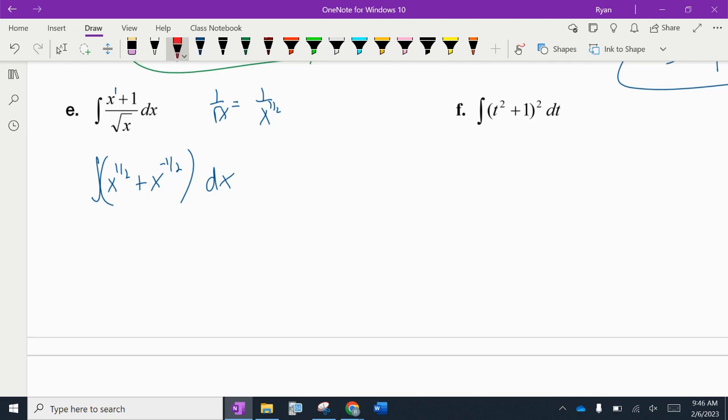Now, I'm going to pause again, integrate piece by piece. Find the integral of the first, find the integral of the second. All right, first part. X to the 1/2 gets integrated. I'm going to use another nice power rule. Add 1 to that, so it's x to the 3/2 divided by 3/2 or times 2/3.